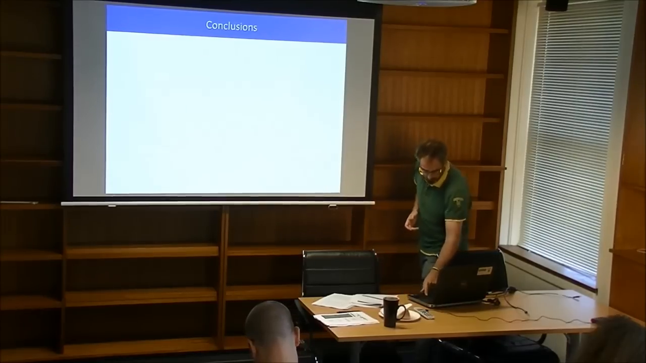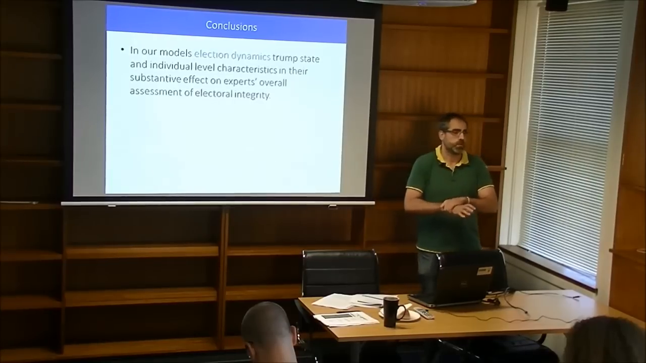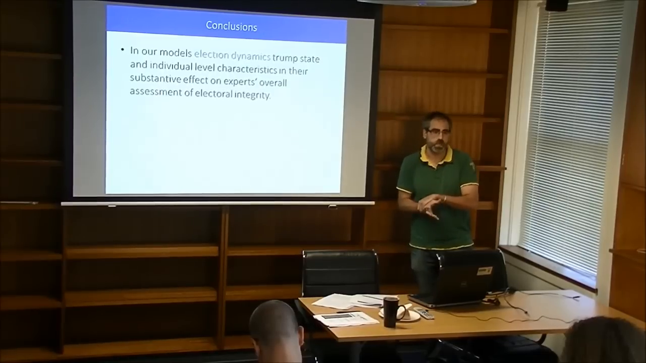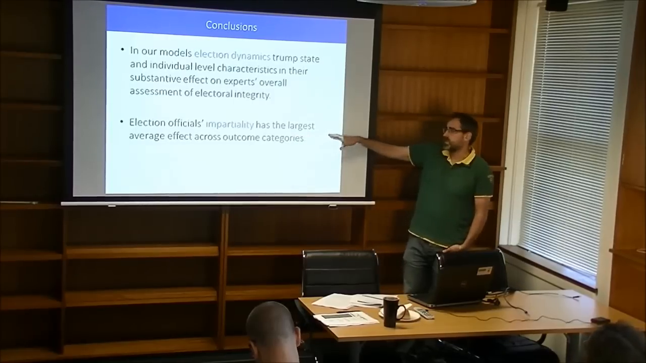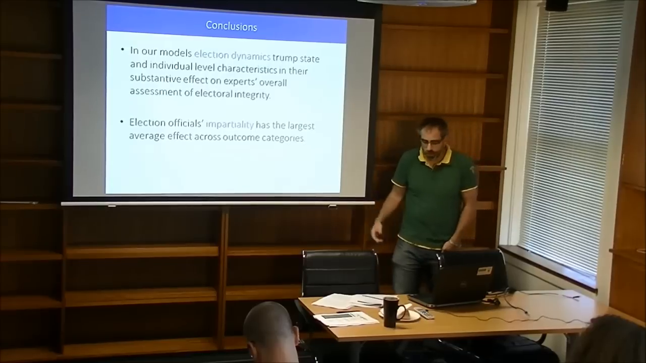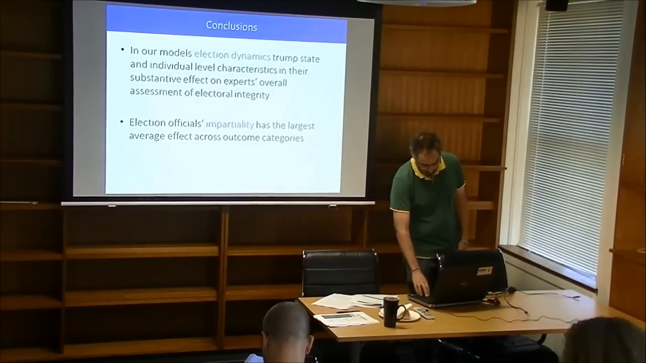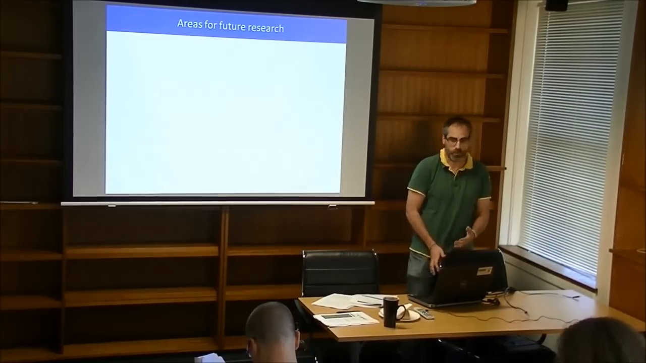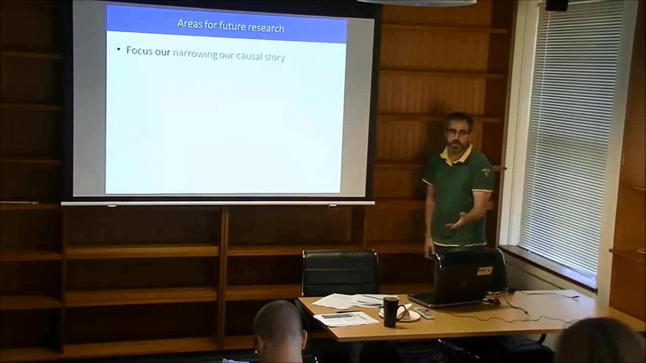our work yet. So, conclusions. In the models, election dynamics trump state and individual characteristics. So in other words, the election dynamics that go on really matter and must be included, all right? And then finally, election official impartiality has the largest average effect across outcome categories, which is the final graph that you've seen, that it's really, really high there. So we think this is fair. I mean, it goes very well with common sense, but obviously this is not finished, and this is why we're here.